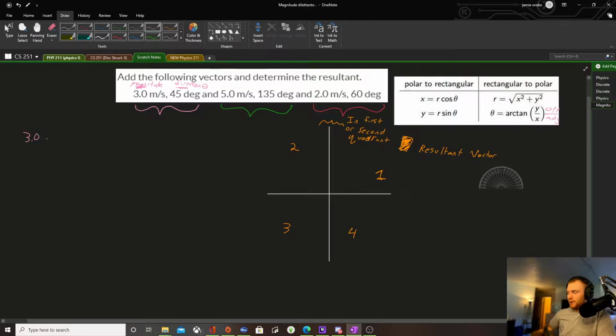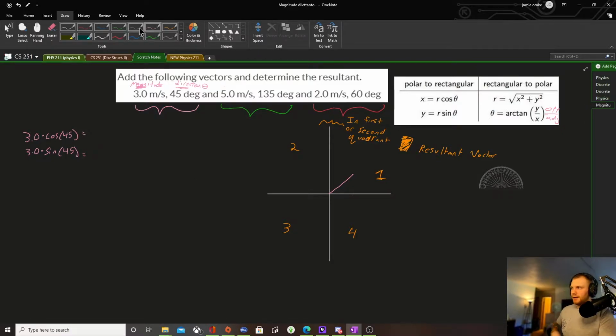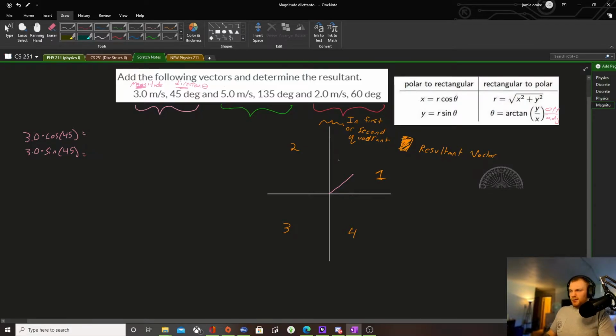So you have 3, the first vector here, and we can draw what it'll look like. I'm not going to measure. I'm just going to eyeball it for a good reference. So it's 3 meters per second is the magnitude, and it's a 45-degree angle. So it's going to cut right through this first quadrant right there. And we can do the math along with it. 3 times cosine of 45 degrees. And then we'll do 3 times sine of 45 degrees. And we'll just do the math. Let's get the concept here first before we do the arithmetic. That way we can get it all out of the way.